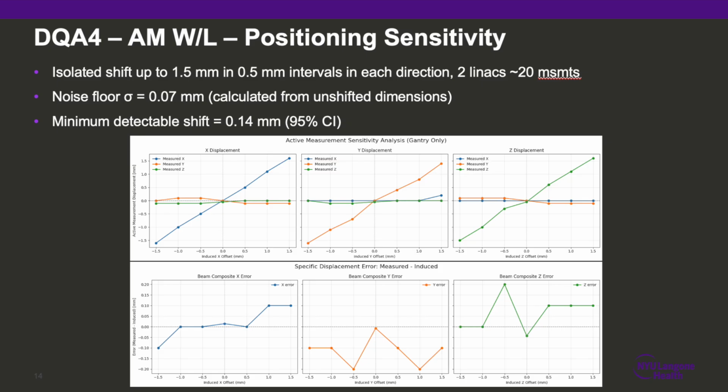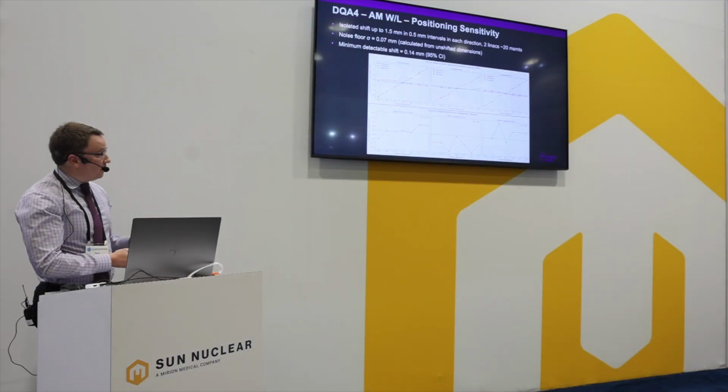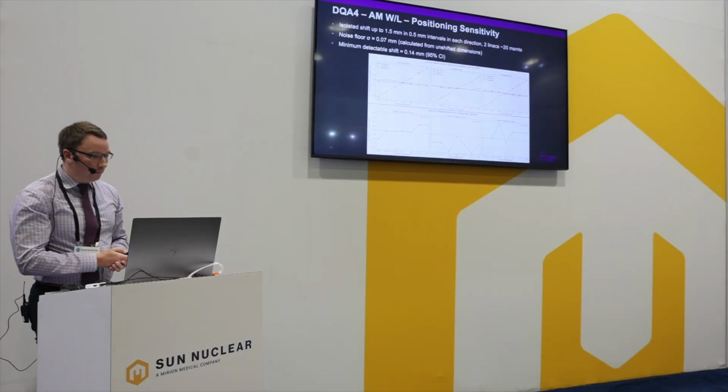I also used the undriven distance, the one that should be stable, as a noise floor calculation. So I took all of those together and saw that there was a noise floor of about 0.07 millimeters, which means that it basically has a minimum detectable shift of 0.14 millimeters with a 95% confidence interval. So it is able to measure these very, very well.